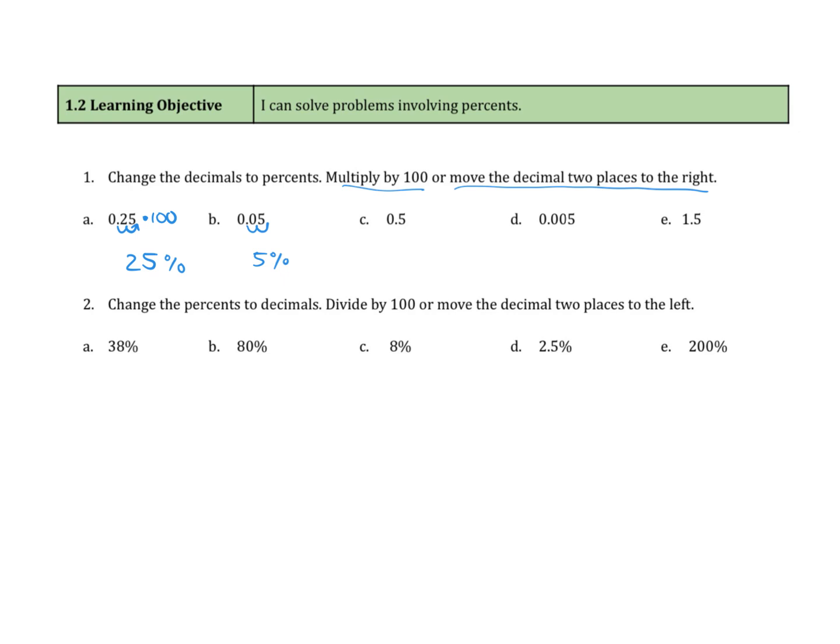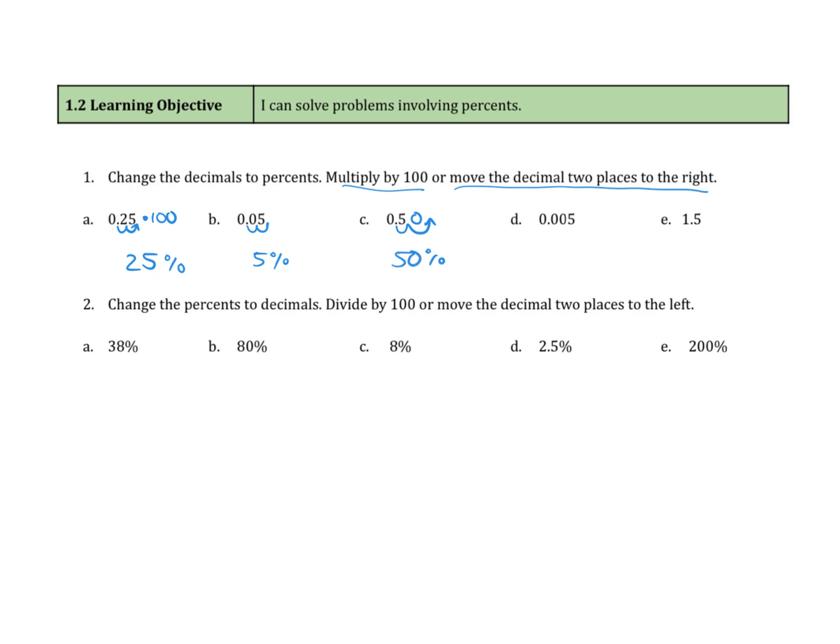Hopefully you had a chance to try that. In this next one, when I move the decimal 2 places to the right, well, I only have 1 place to go, so I have to add a 0. And then I can move it again, and it ends up right there. So we end up with 50%.